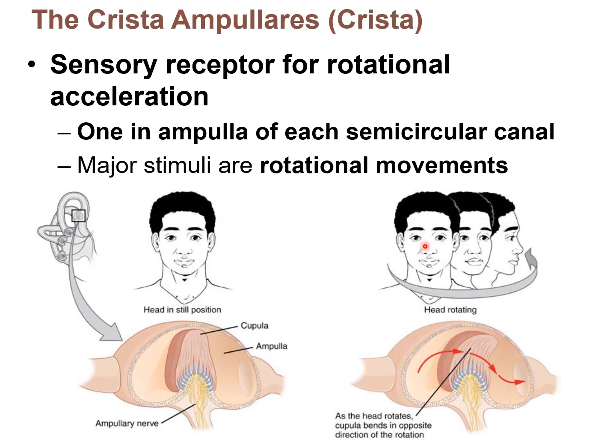So here the head is rotating or spinning, which causes the crista inside the ampulla, those hair cells, to bend. Same story as the macula inside the vestibule, but the hair cells of the crista inside the semicircular canals bend with dynamic equilibrium, or spinning or rotational types of movements.